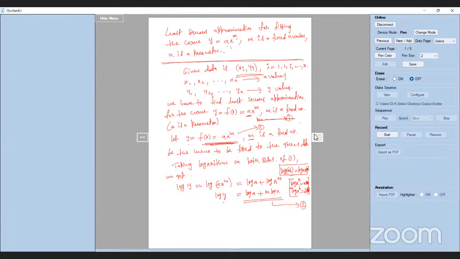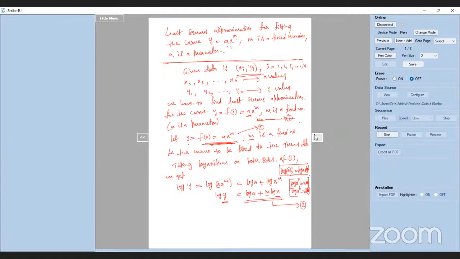This is in y, this is in x. M is any constant or fixed number. A is a parameter. So it is in this form. If it is in linear form, we can get the normal equation to get the value of the parameter. It is not in the linear form. First, we have to convert this into the linear form.